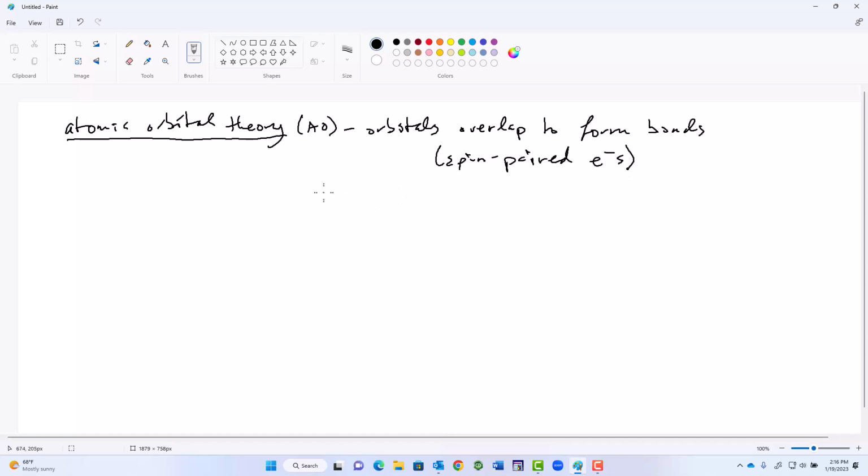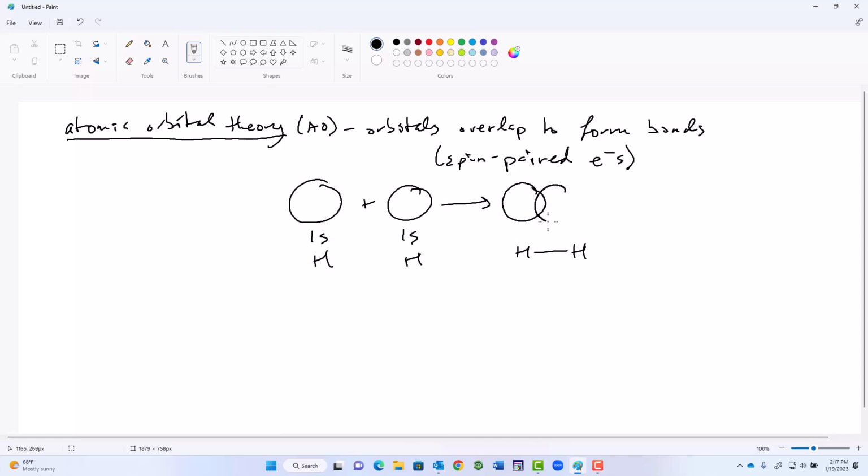Atomic orbital theory would tell us that, say we have a 1s orbital from a hydrogen, and we have another 1s orbital from a hydrogen, and we know that these form a covalent bond, H bonded to H. Atomic orbital theory says that these look like a Venn diagram when they come together, with a spin-paired electron, where one is pointing up and one is pointing down in the bond. Atomic orbital theory would predict that this is how the bonding electrons and the orbitals look overall on the molecule of H2.